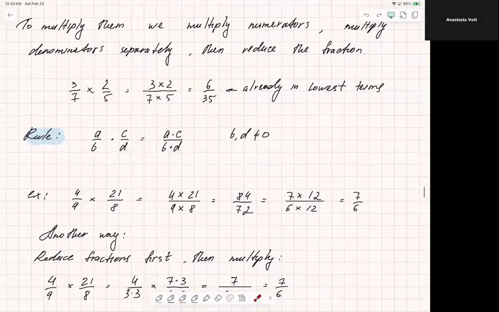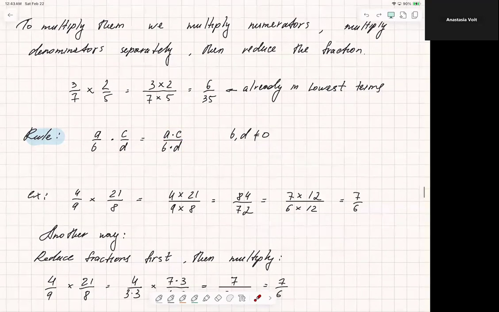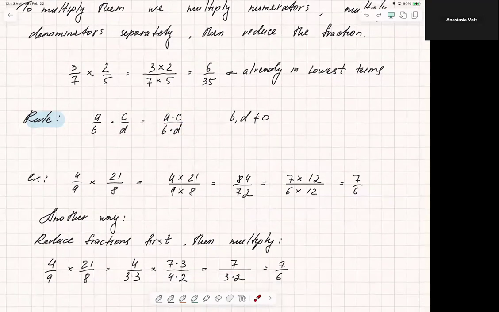Okay, so the rule is the following. If we have A over B times C over D, then we just multiply A times C and B times D, with the condition that B and D are both not equal to 0. Okay, now let's do an exercise. Let's say we want to multiply 4 over 9 times 21 over 8. We can just multiply the numerators separately and the denominators separately. So we have 4 times 21, which is 84, and 9 times 8, which is 72.